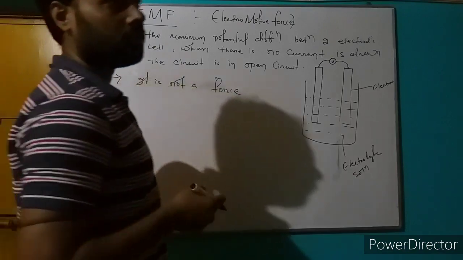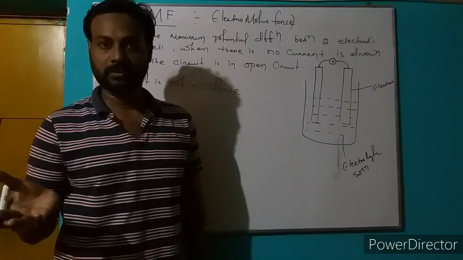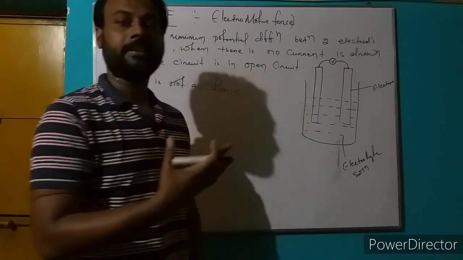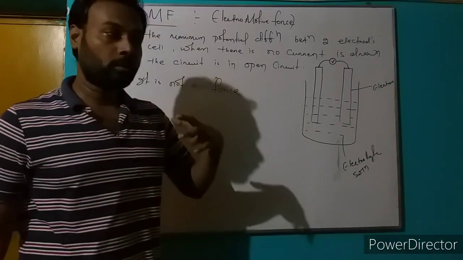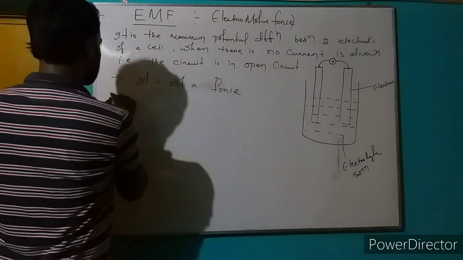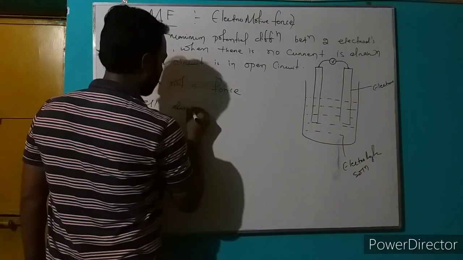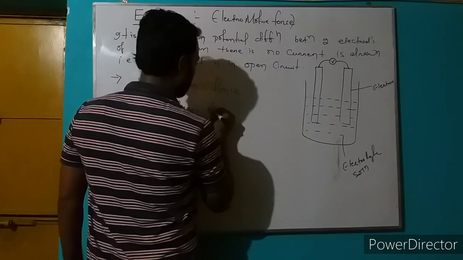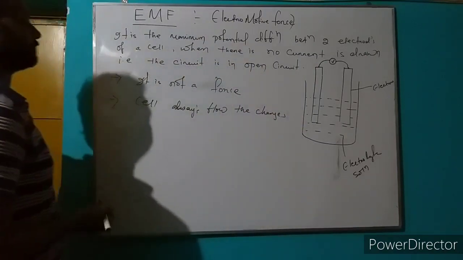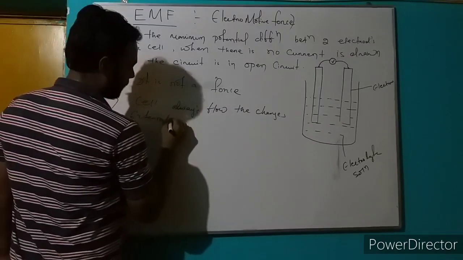The work of the cell is not to generate or create charge. In order to flow the charges, it could not generate the charge. Okay, so the cell always flows the charges externally. Clear?